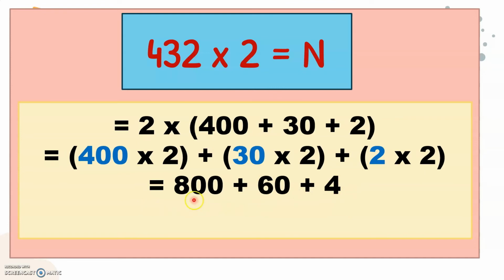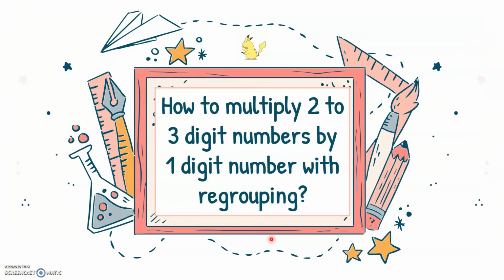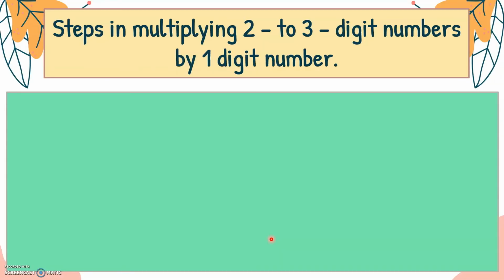Then let's add 800 plus 60 plus 4 is equal to 864. Therefore, 432 times 2 is equal to 864. Okay? But how about multiplying 2 to 3-digit numbers by 1-digit number with regrouping? So, here are the steps in multiplying 2 to 3-digit numbers by 1-digit number with regrouping.